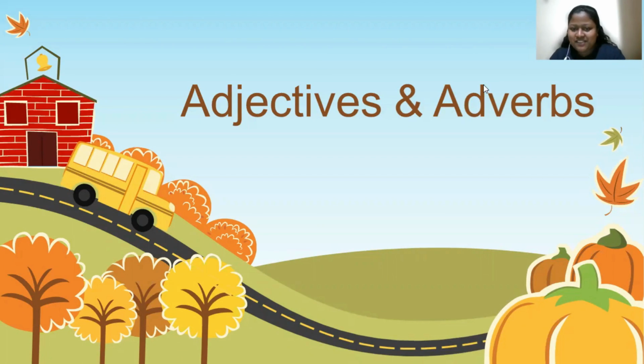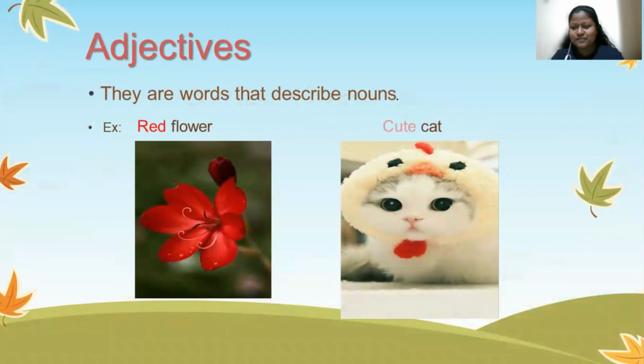Now let's talk about today's lesson, adjectives and adverbs. Adjectives are words that describe nouns. So for example, the noun flower is described by the word red. So the word red is an adjective. In the second example, the noun cat is described by the word cute. So this is a cute cat, and the word cute is an adjective.